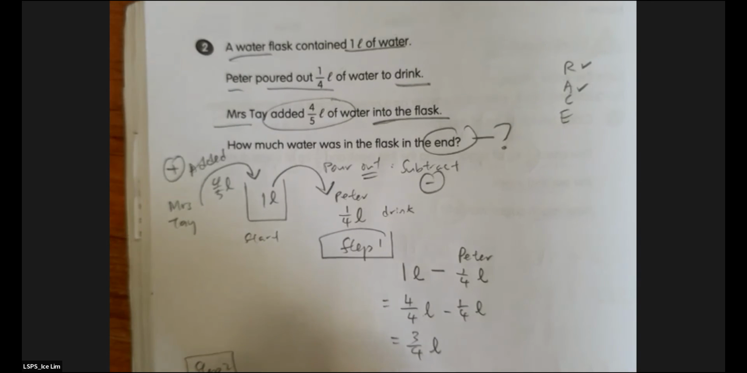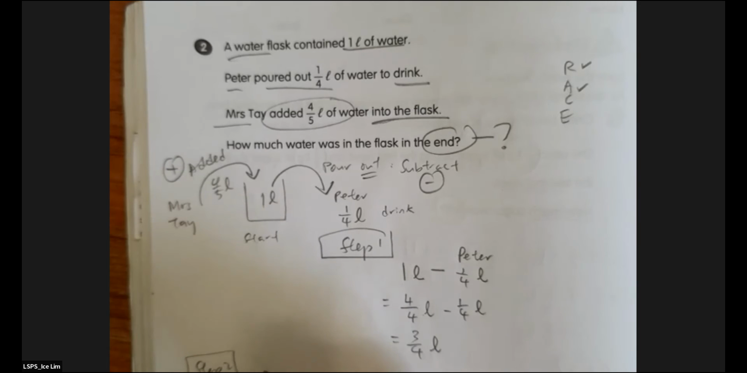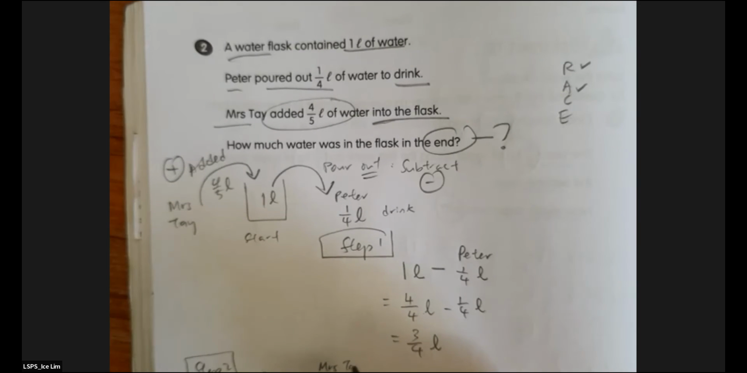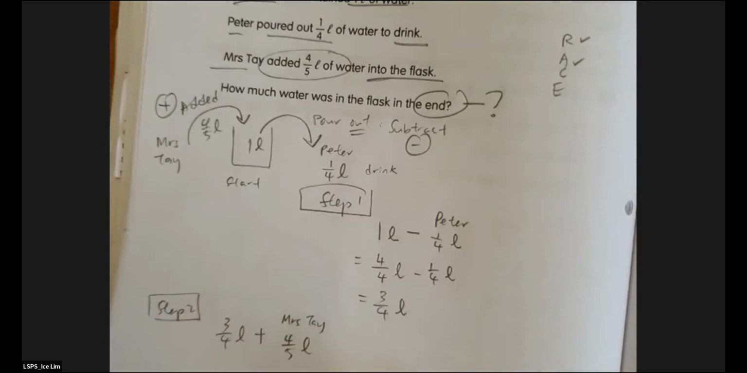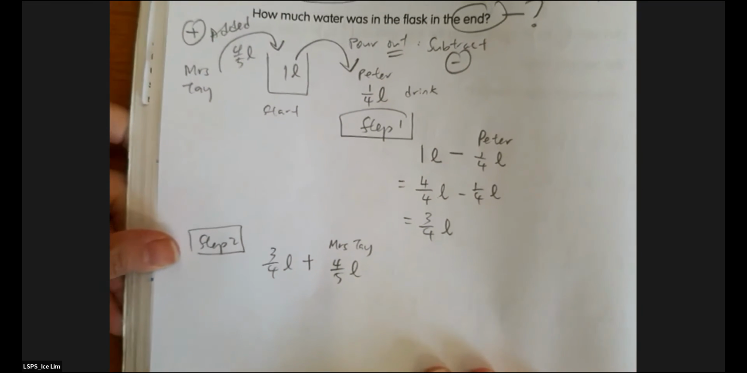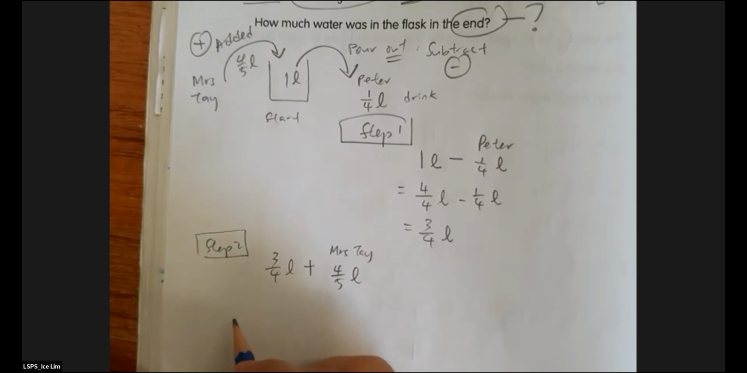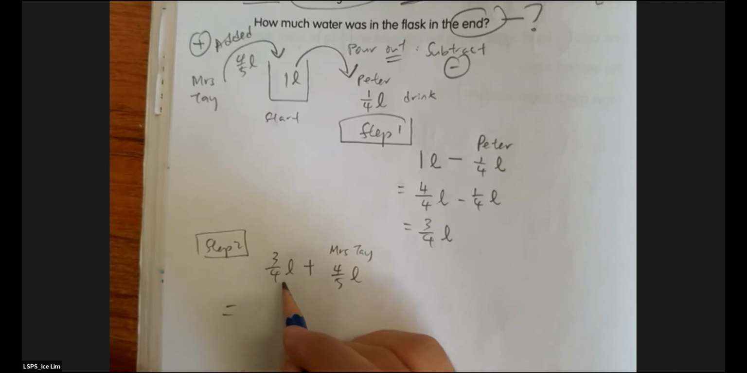So step 2, Mrs. Tay. 3/4 of a liter plus Mrs. Tay's 4/5 of a liter. Okay, I'll change to the nearest denominator.